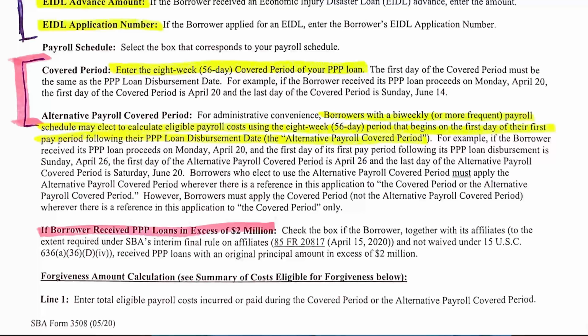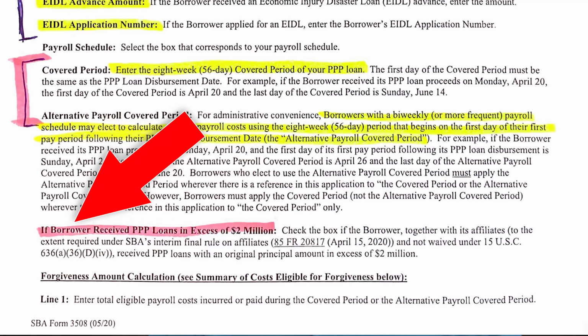Now, the next section right here is if a borrower received PPP loans in excess of $2 million. So the good news is Treasury Secretary Mnuchin came out and said that they're going to scrutinize these loans if you got them and you shouldn't have really got them. I think a lot of people were freaking out whether or not, even if they qualified for the loan, they should take it because they don't want the Justice Department coming after them. But this guidance helps quite a bit.